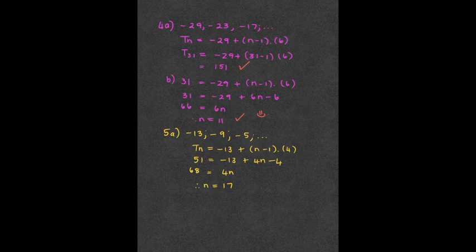17. Next question. Calculate the 51st term. So I want to know the value of the term in position 51. So term 51 is equal to -13 plus 51 minus 1 times 4. So therefore term 51 will be equal to, right, so this is going to become 50 times 4, which is 200, minus 13, it's going to be 187.